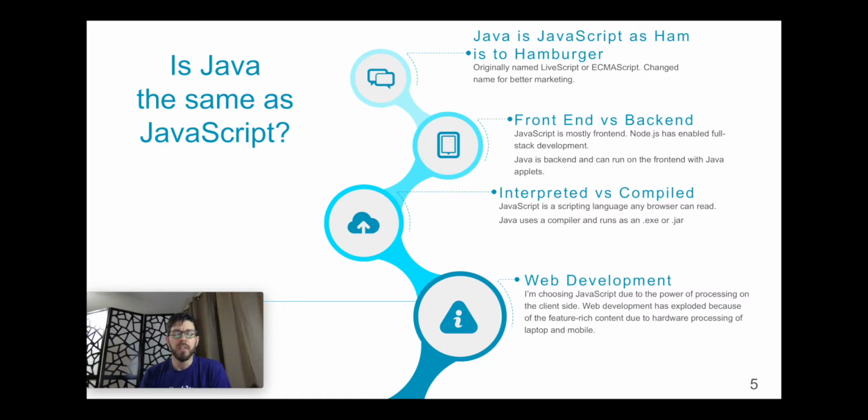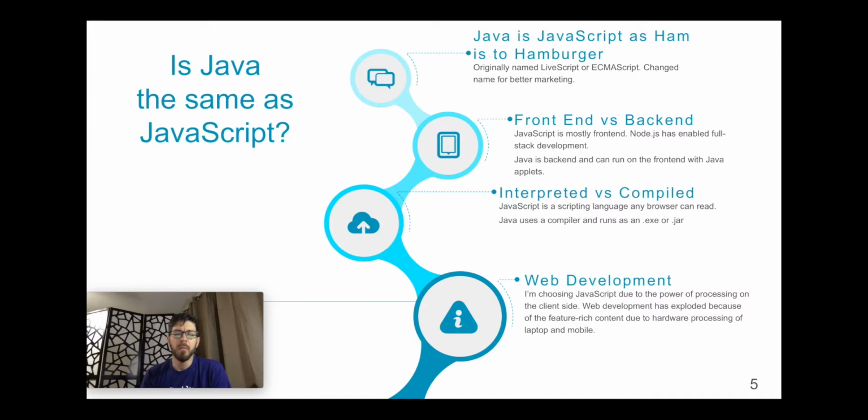The other thing is JavaScript is more of an interpreted or scripting language that runs in the browser, whereas Java is compiled into a jar file that runs natively on your computer. So there are different ways that they run and operate, so they are completely different in that way.